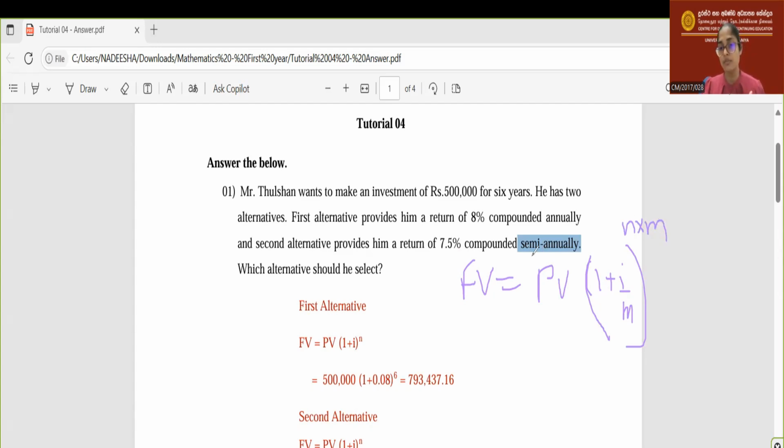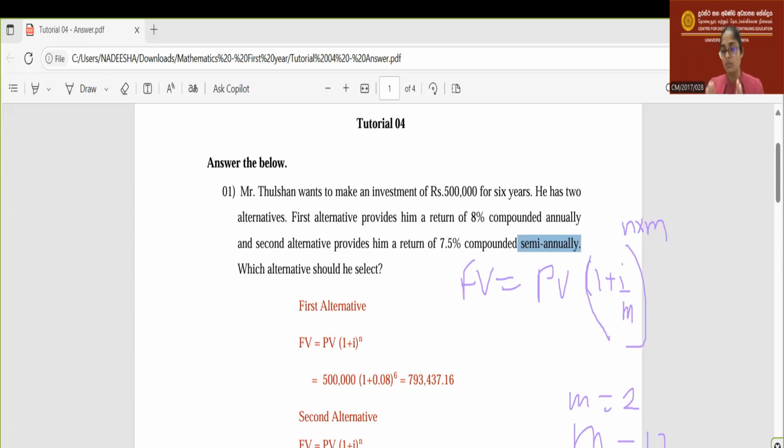This is what you use if you are to find a different answer with different compounding periods. If it is semi-annual, your m is 2. If it is compounded monthly, your m is 12. If it is daily, your m is 365. If it is quarterly, how many quarters for a year? 4 quarters. A quarter normally means 3 months. How many 3-month periods for a year? It's 4. That's why 4 came.